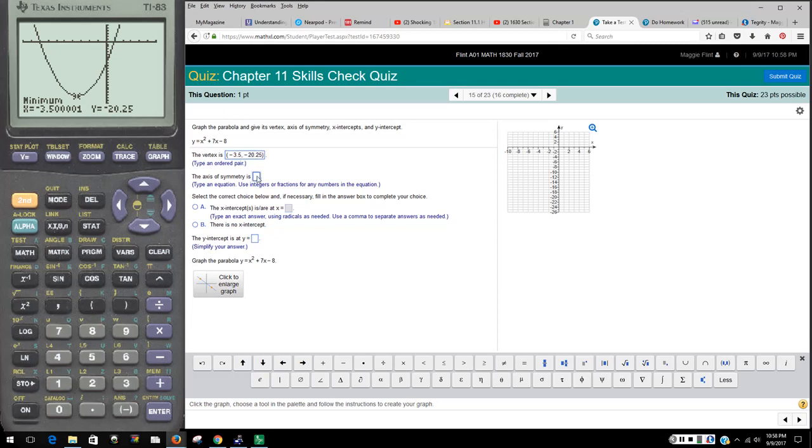The axis of symmetry is the same as the x coordinate. It is a vertical line, so that tells you it's x equals. So it's x equals negative 3.5. And it says type an equation. So that's a clue. It's not a number. It's an equation. X equals negative 3.5.